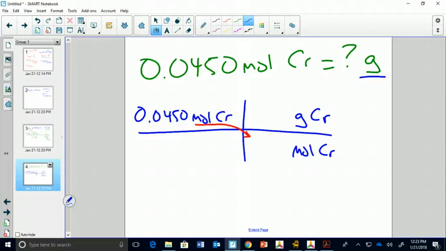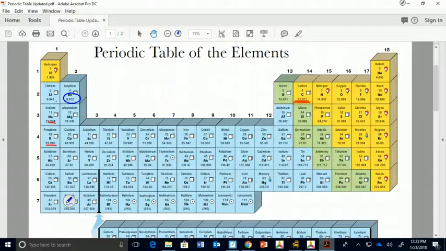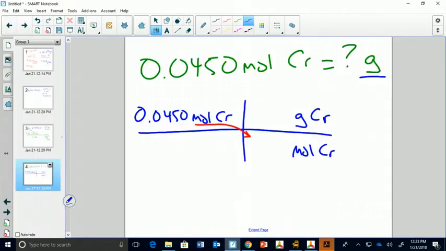So how do I know what's the number that goes in this conversion factor? I'm going to go back to my periodic table, and I'm going to find chromium, and chromium is right here on that periodic table. Let me erase these other lines that I've put up and about here. 51.996 is the molar mass of chromium. If you look there on that square, 51.996. So therefore, I'm going to put that number as grams.